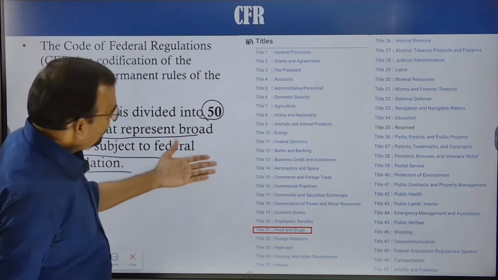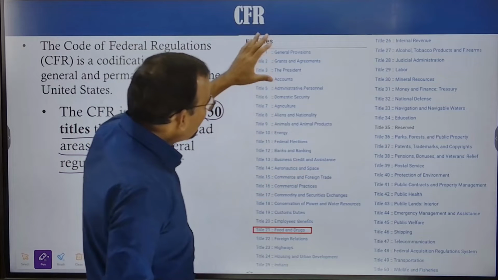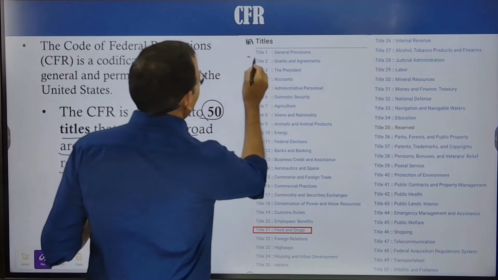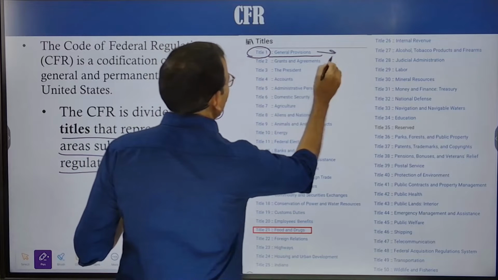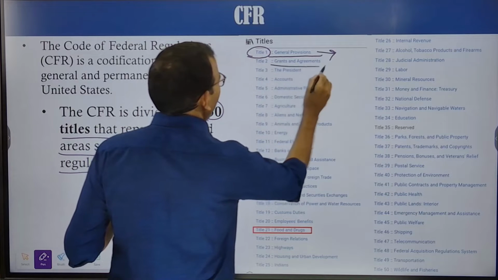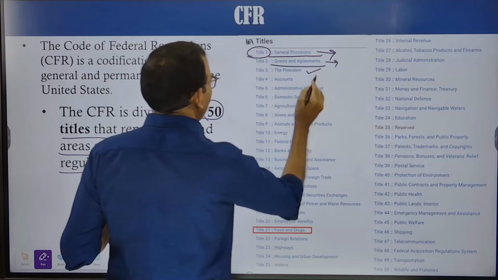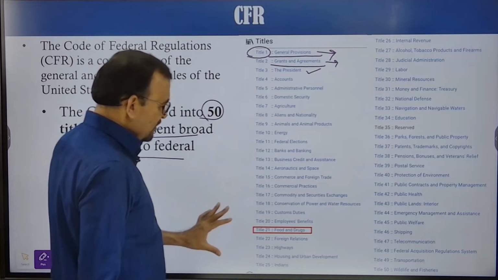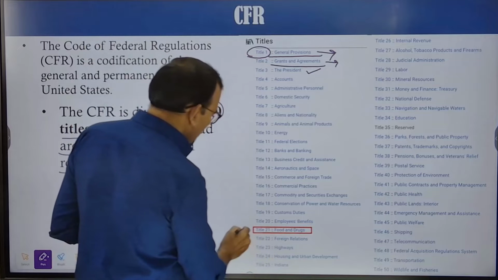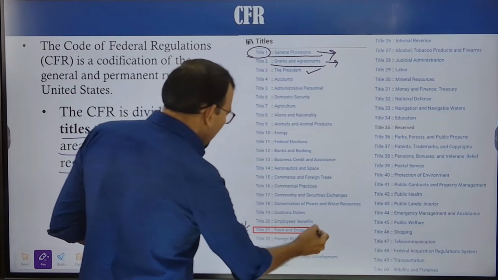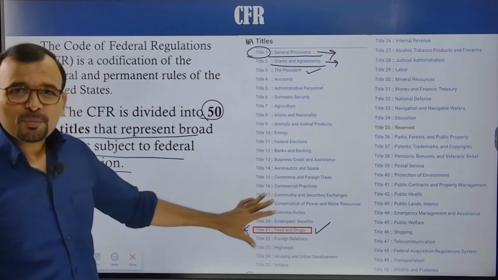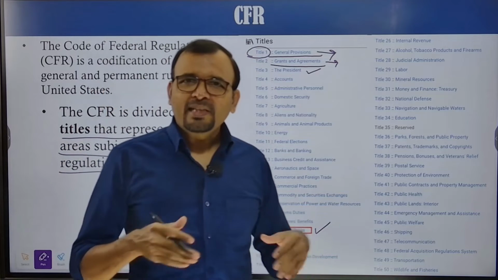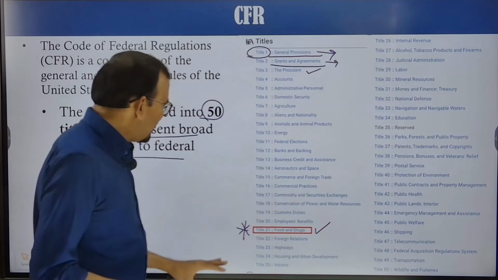For example, I do not know whether you are able to see the screen clearly or not, but these are the 50 titles presented in the CFR. The first title, title number 1, is about general provisions. Title number 2 is about grants and agreements. Title number 3 is about the president. Title number 21 is more important for us as far as pharmaceutical product manufacturing is concerned, and that is the title number 21, the food and drugs. So our focus is going to be on title number 21, where all the requirements, including manufacturing, processing, testing, and labeling, have been covered.